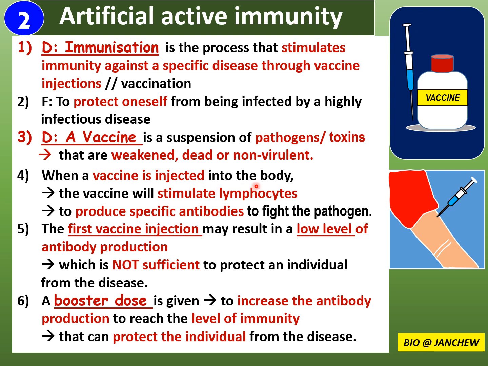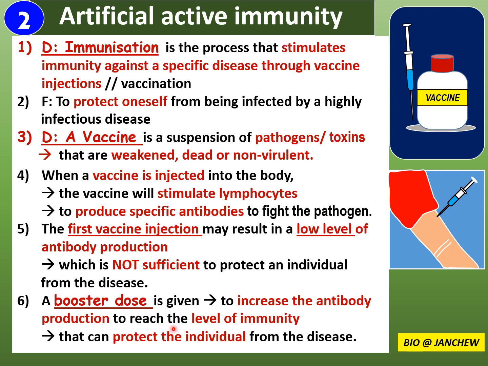So when a vaccine is injected into the body, as seen here, the vaccine will stimulate the body's lymphocytes to produce specific antibodies to fight the weakened pathogen, without the person falling sick. Now, the first vaccine injection may result in a low level of antibody production, maybe because there's not enough stimulation yet. And this may not be sufficient to protect an individual from the disease because the low level of antibodies has not reached the level of immunity. It's too low. Okay, so a booster dose may be given to increase the antibody production by the lymphocytes.